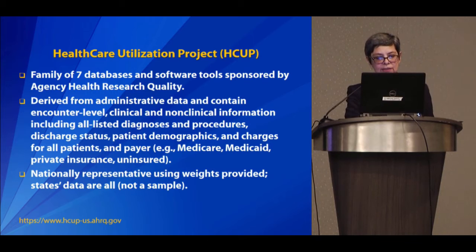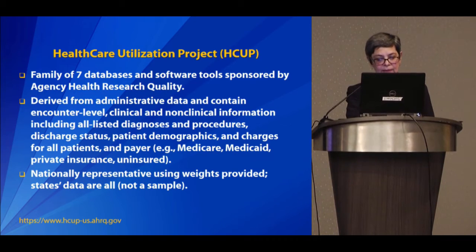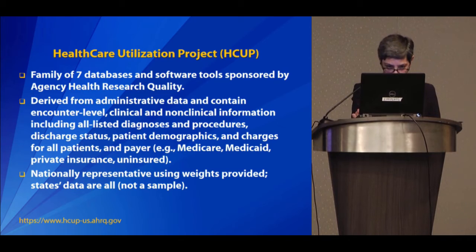So the Healthcare Utilization Project is really a family of seven different databases, and it also has some software tools, and it's supported by the Agency for Health Care Research and Quality. They derive their data from administrative data, and it has encounter levels, so hospital encounters or emergency department encounters, and it includes clinical and non-clinical information with all listed diagnoses and procedures, discharge status, patient demographics, and charges for all patients, and the payer. The payer is what we have been using as our socioeconomic status proxy. It is nationally representative if you use the weights that are provided by AHRQ, and the state's data are all encounters, so it's not a sample, it's all the population. And the website is at the very bottom.